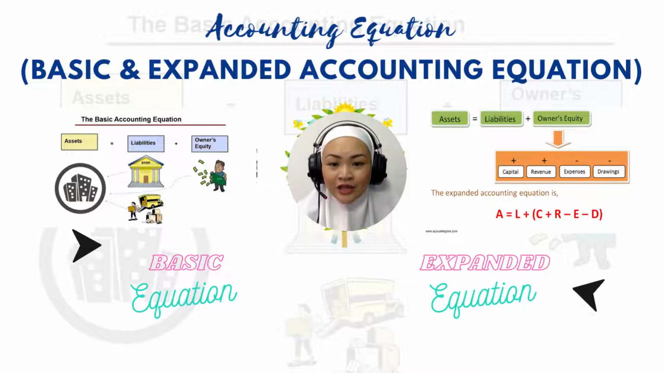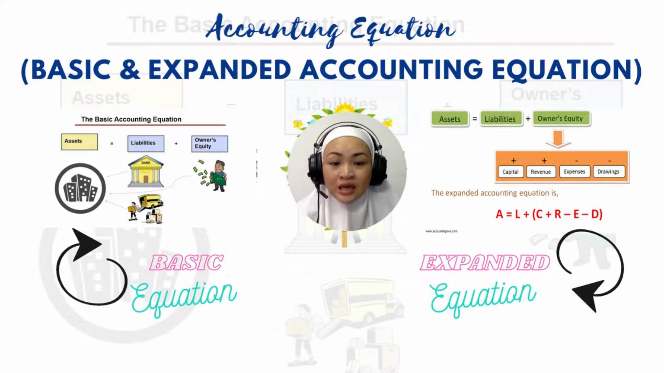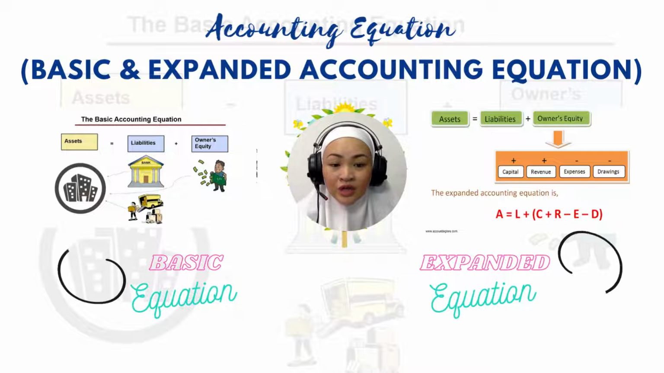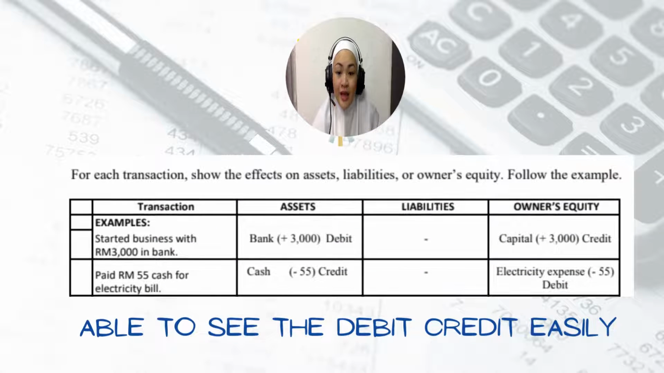Okay, the first one is accounting equation. As I mentioned earlier, there are 2 accounting equations, which are the basic and expanded accounting equation. For the basic equation, asset equals liability plus owner's equity. And for the expanded accounting equation, asset equals liability plus, in brackets, capital plus revenue minus expenses minus drawing. Based on the accounting equation, these are the tables that can help students to see the debit and credit easily, without mistakes or with minimal mistakes.